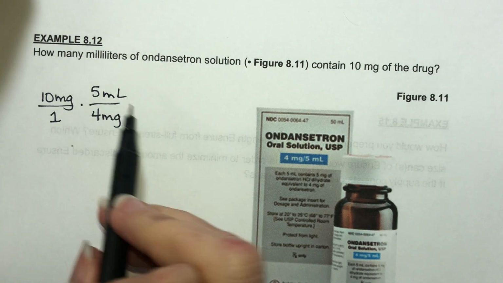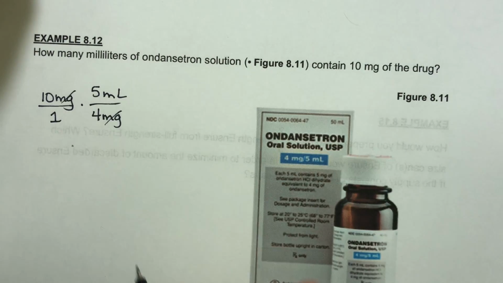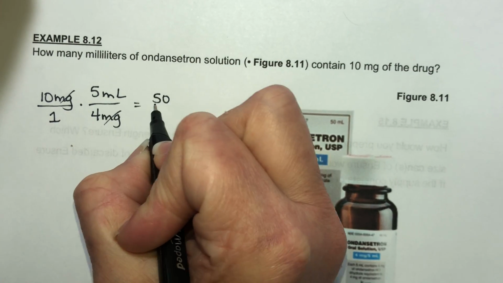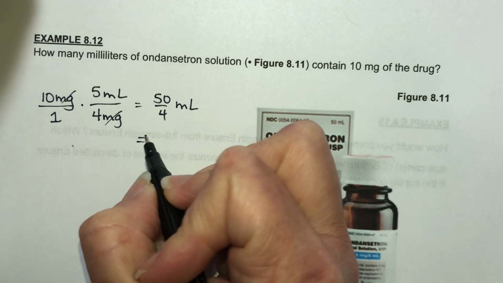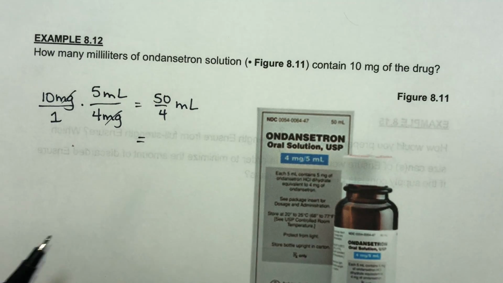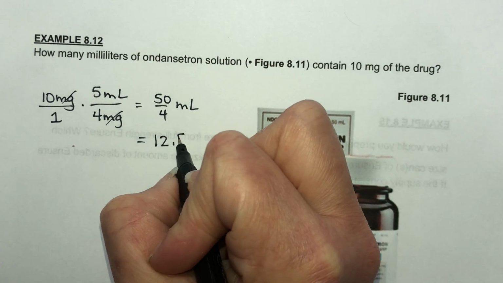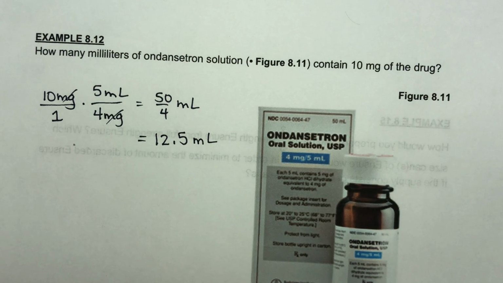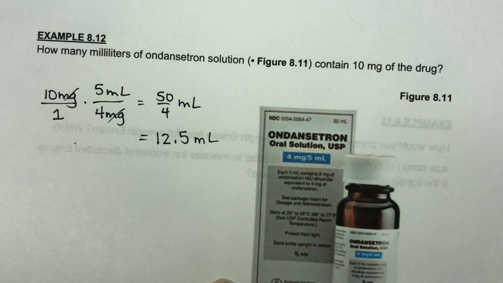So now this cancels out. I get 50 over 4 milliliters, and 50 divided by 4 is 12.5. So that's 12.5 milliliters of the solution contains 10 milligrams of the drug.